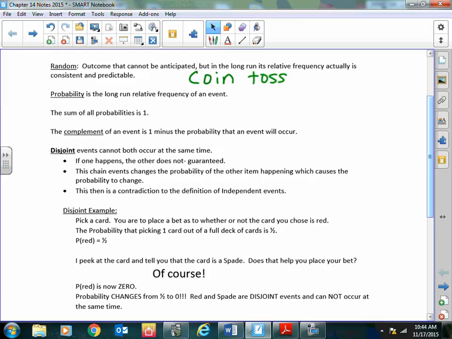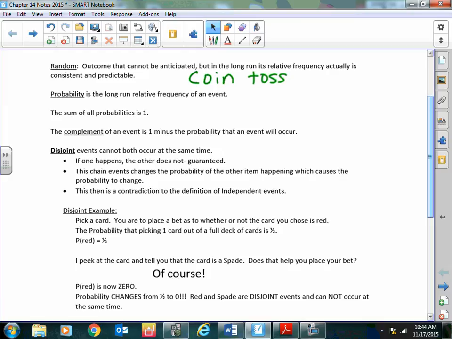Probability is that long run relative frequency, which we know all sums up to 100%. They all sum up to 1. And the complement is the probability that the event will not happen, so it's 1 minus the probability that it does happen. I think those are basics that you already know.